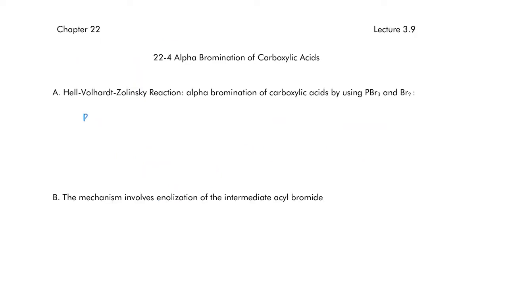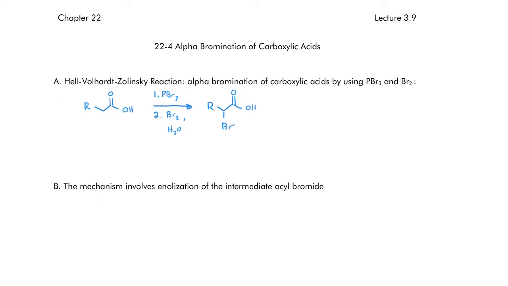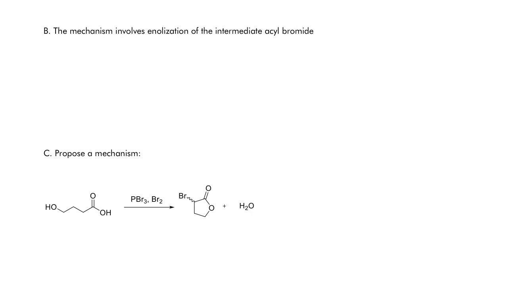It's also possible to alpha brominate carboxylic acids and esters, or type 2 carbonyl systems. Now, this doesn't work on amides or acid chlorides for that matter, but it does work on carboxylic acids and esters. And the reaction works like this. You take a carboxylic acid or an ester, and you treat it in the first step with PBr3. What that does is it converts the carboxylic acid into an acyl bromide. In the second step, you treat it with bromine and water, and you form an alpha brominated carboxylic acid.